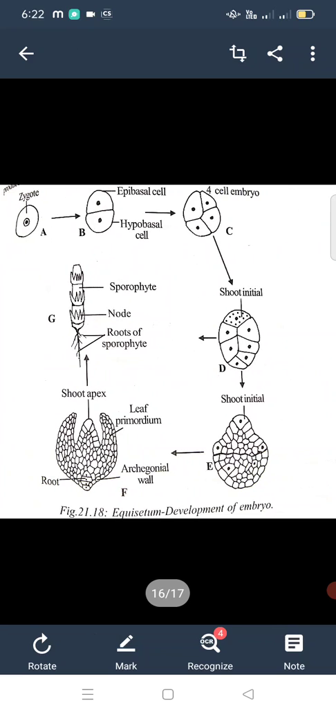Next, fertilization in Equisetum. Fertilization occurs in the gametophyte. The antherozoids swim towards the neck of the archegonium. The neck canal cell and venter canal cell disintegrate and form a passage for the entry of antherozoids. Only one sperm enters the archegonium and fuses with the egg. Fertilization takes place and the zygote is formed. Usually many archegonia are fertilized in a gametophyte.